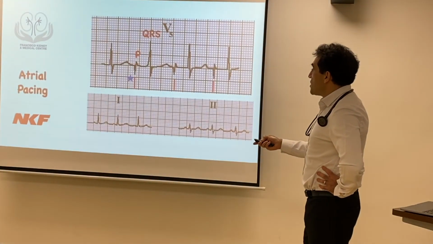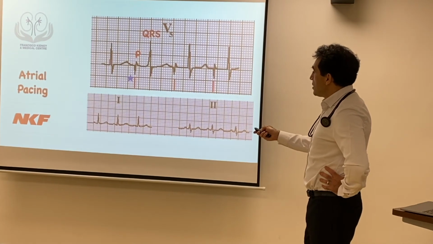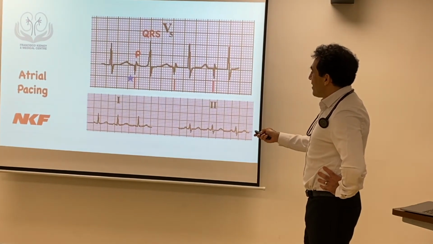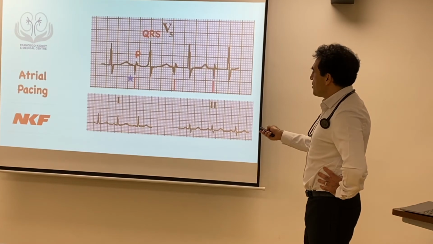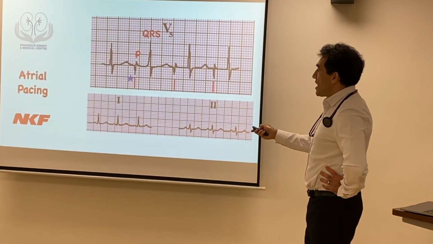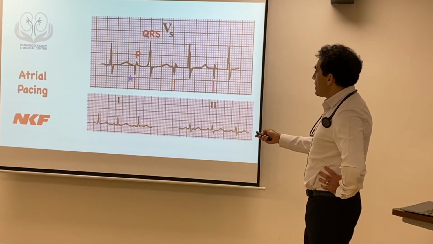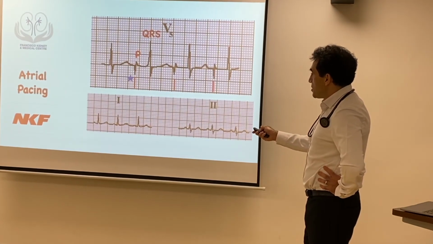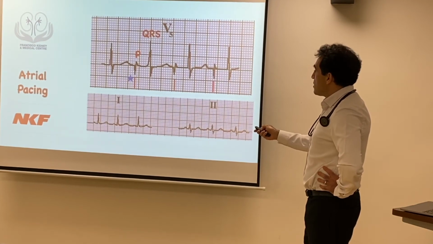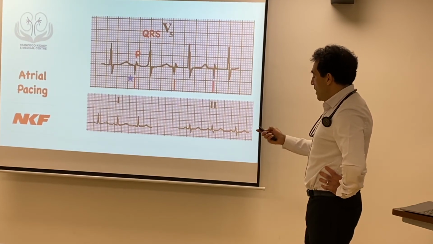Then, for example, in this atrial pacing, you can see there is this kind of spike here. Normally the P wave doesn't have this deflection, yeah? And it occurs regularly, so that's the spike. Then the spike comes, the atrial contraction happens, so the P wave, and the QRS. So that's why it's called atrial pacing.